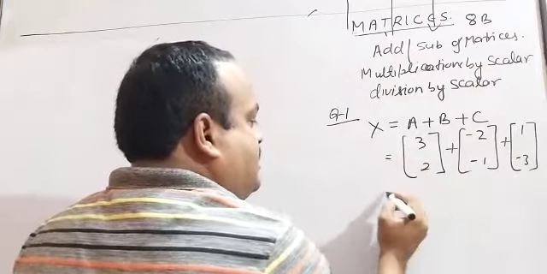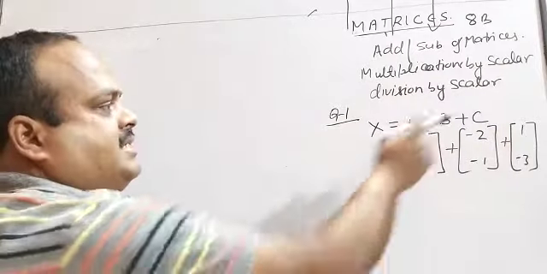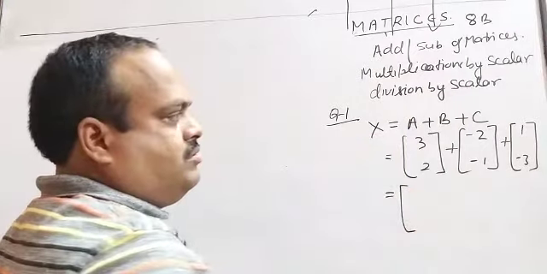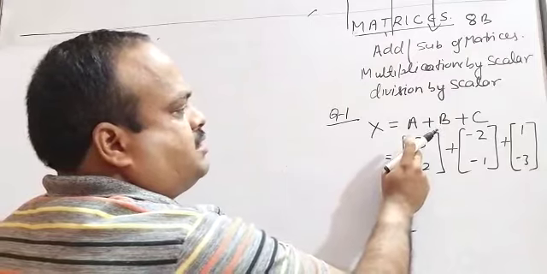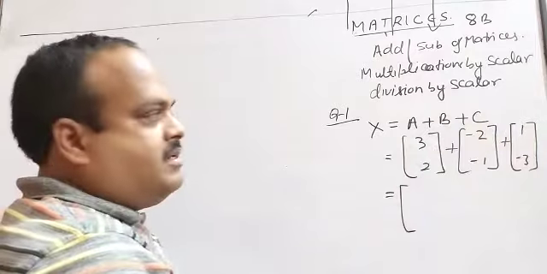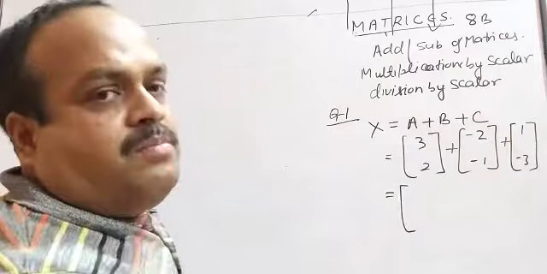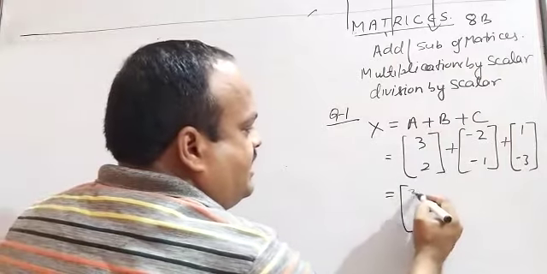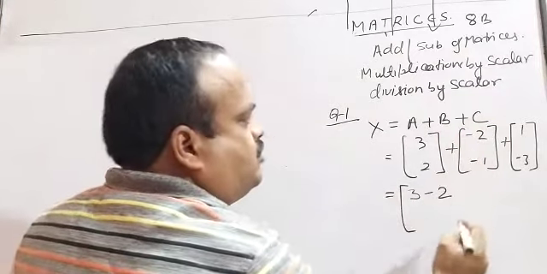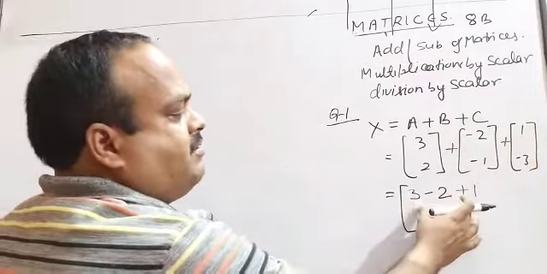My dear students, to get the sum of these three matrices, which is equal to matrix X, what do we do? This element should be added with this one and this one. So these are in the first row, first place. So how do we add? 3 here, plus we have minus 2 plus 1. When we simplify this, we will get the first element.